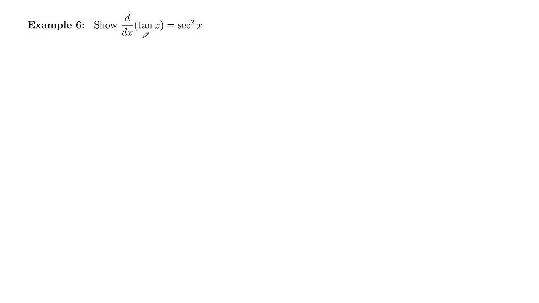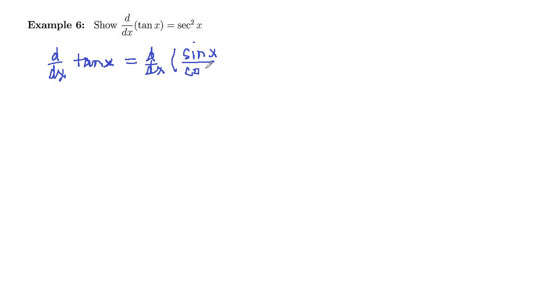In example 6 here, we are going to show one of our derivative formulas. So we're going to actually show that the derivative of tangent x is secant squared x. So the derivative of tangent x, you can write tangent x, remember, as sine over cosine. So derivative of tangent x is the derivative of sine x over cosine x.